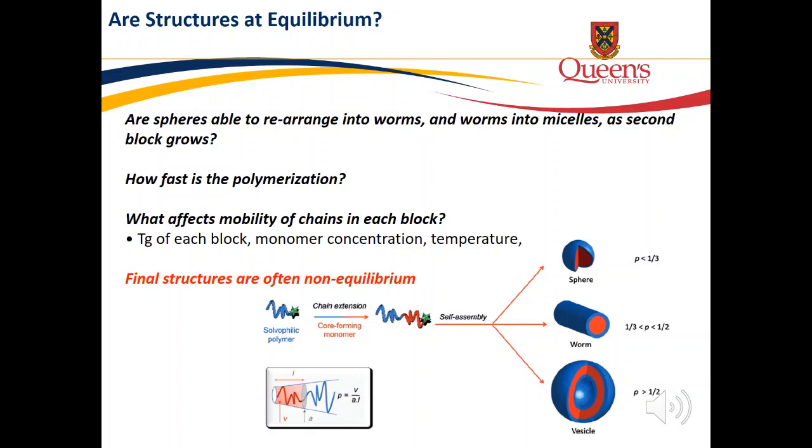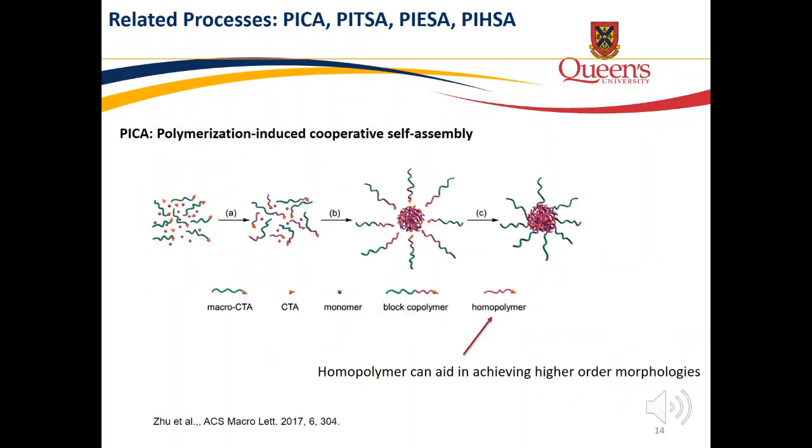But it's very common that the polymerization happens faster than those chains can rearrange themselves if the chains have a higher glass transition temperature or the monomer concentration is quite low. Both of those will restrict chain mobility, and that's also affected by temperature, of course, and that will restrict and often freeze in non-equilibrium conformations.